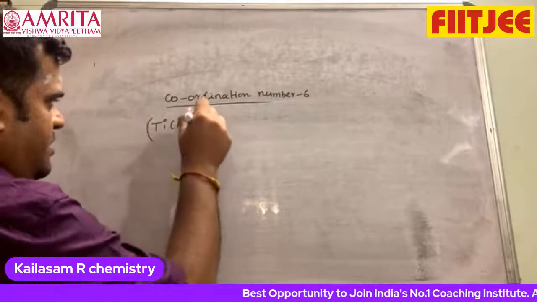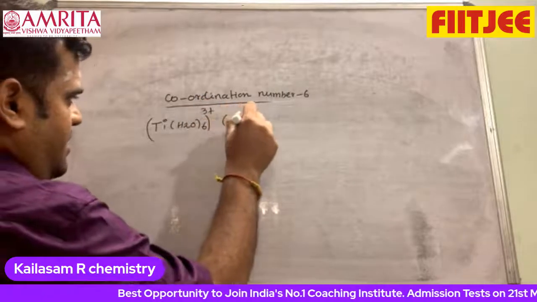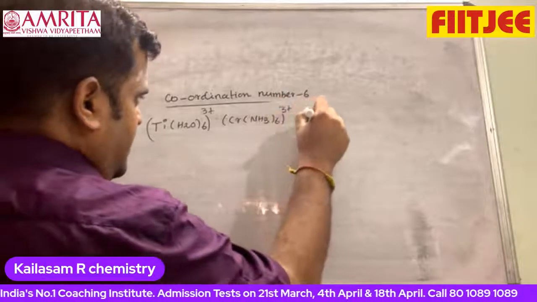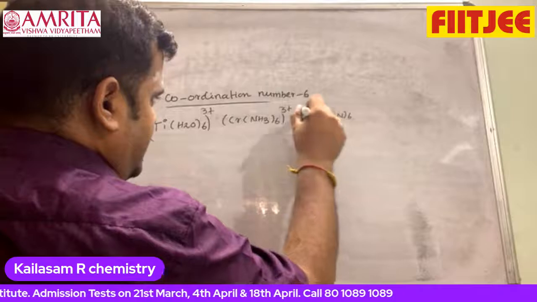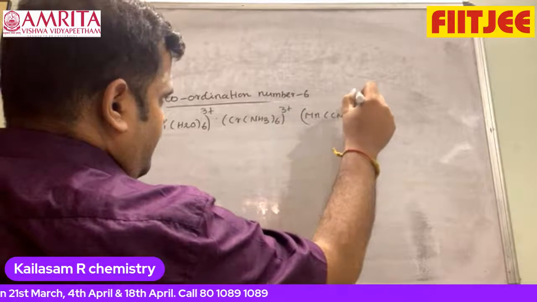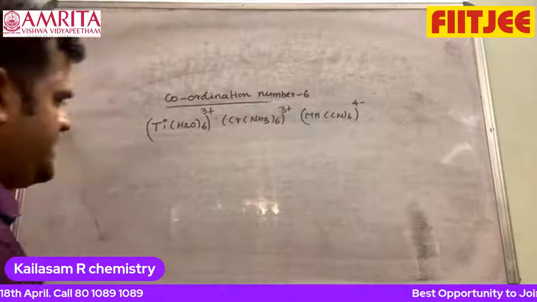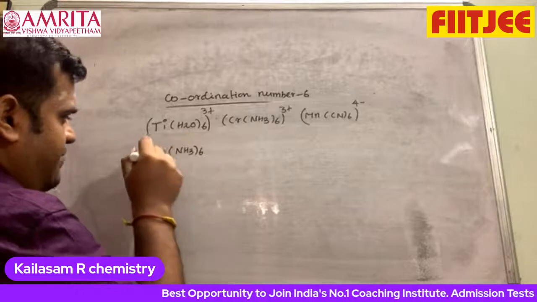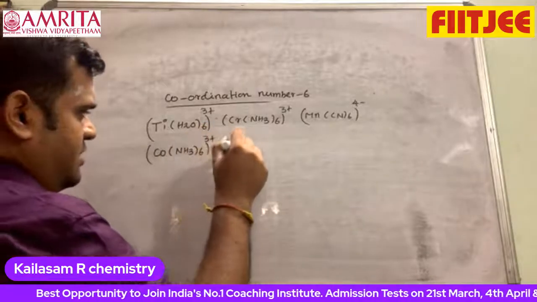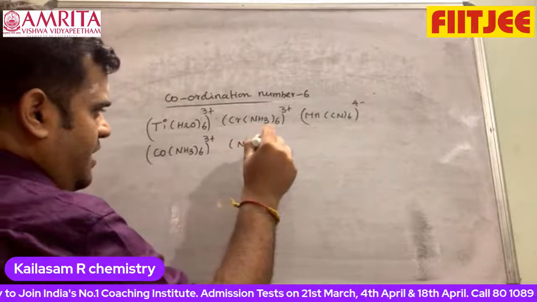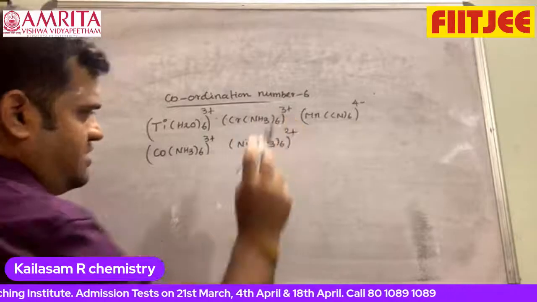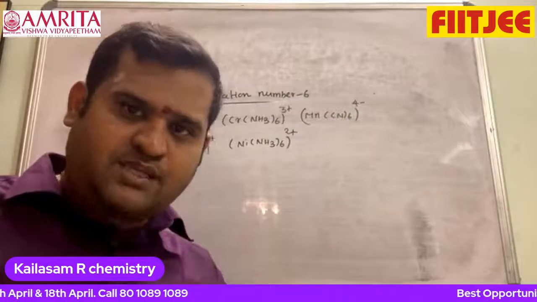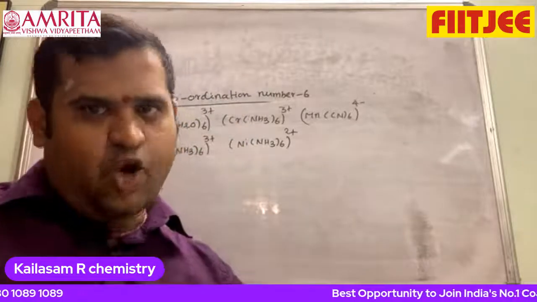Ti(H2O)6 3+. Then Cr(NH3)6 3+. Mn(CN)6 4-. Next will be Co(NH3)6 3+ and Ni(NH3)6 2+. They are asking, among these complexes, identify how many are inner orbital complexes, how many are outer orbital complexes, and how many are paramagnetic and how many are diamagnetic.